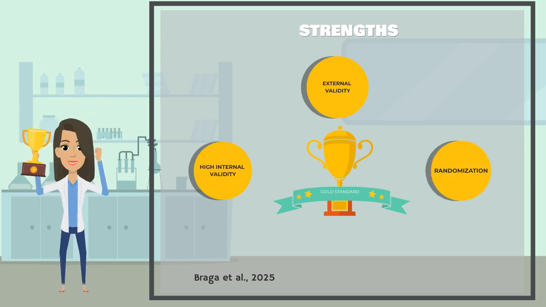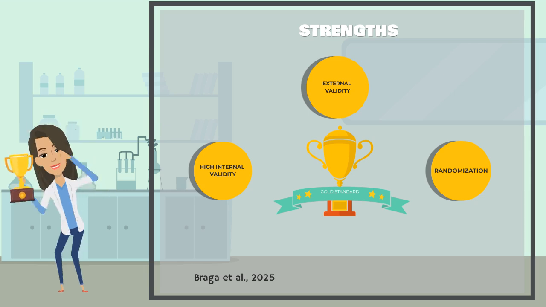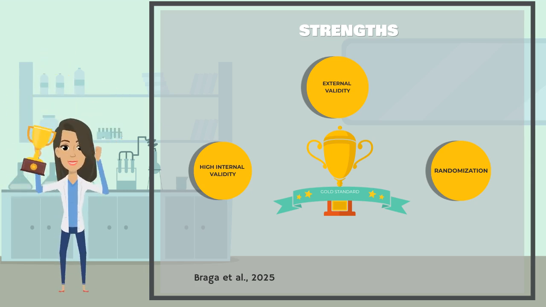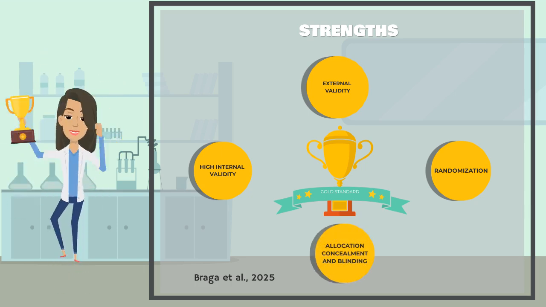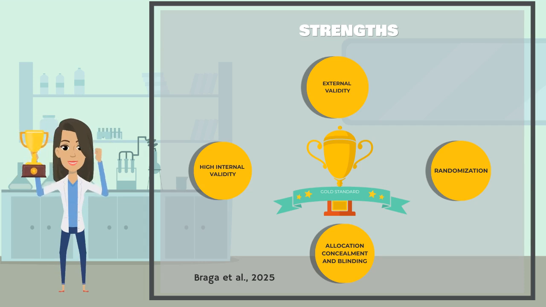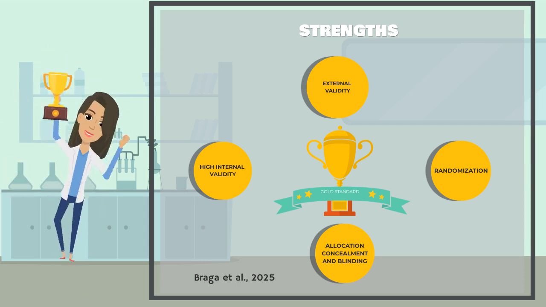Randomization plays a key role here. It balances both known and unknown confounding factors between groups, so any difference in outcomes can be confidently attributed to the intervention itself. Additional strategies, such as allocation concealment and blinding of participants and researchers, provide further protection against bias and strengthen the study's reliability.